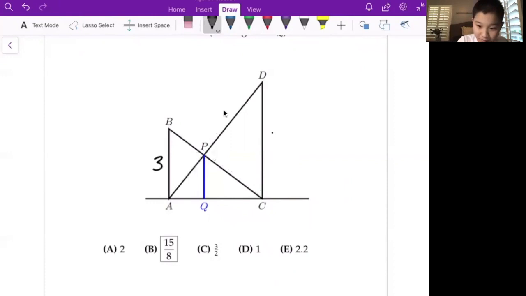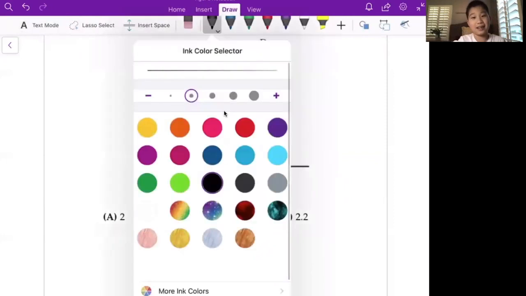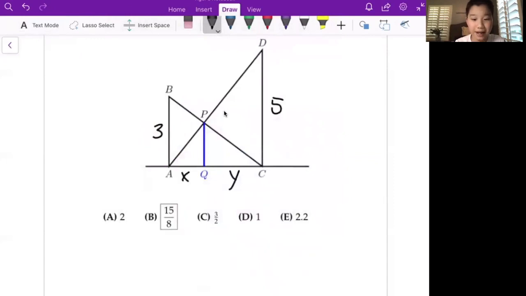So let's label these. And then let AQ be X and QC be Y. Yeah, this kind of thing, you'll just have to set variables somewhat carelessly. No matter how you set the variables, you have to get a correct answer in the end. So you can set them pretty carelessly. Sometimes it won't work, but most of the time it will. So let's do it. And then let PQ be Z too.